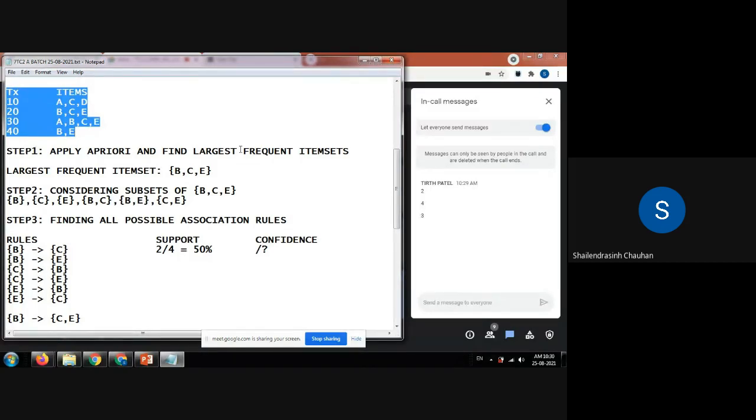Three exactly. So we are going to consider only those transactions where you are having B: 20, 30, 40. Total we are having 3 transactions where we are having B. Now out of those transactions, how many are also having C along with B?